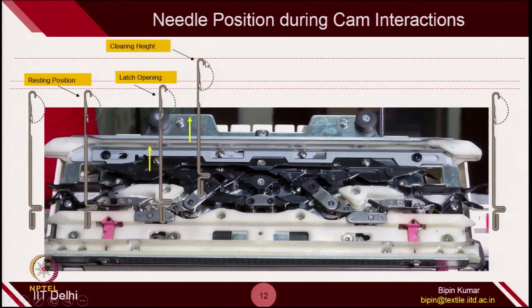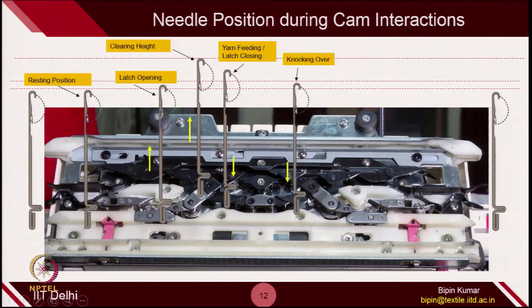So it has to move a certain distance to make sure the old loop is completely cleared from the hook or latch. Once the old loop is clear, you can see the hook is now free. Now new yarn is provided to this particular hook, and once the new yarn is provided the needle starts to descend. You can see here it is starting to descend, and during this descending process it is still holding this new yarn, and after that for some time it remains at the same height, and then it is going to hit this particular metallic block, and because of this it has to go down.